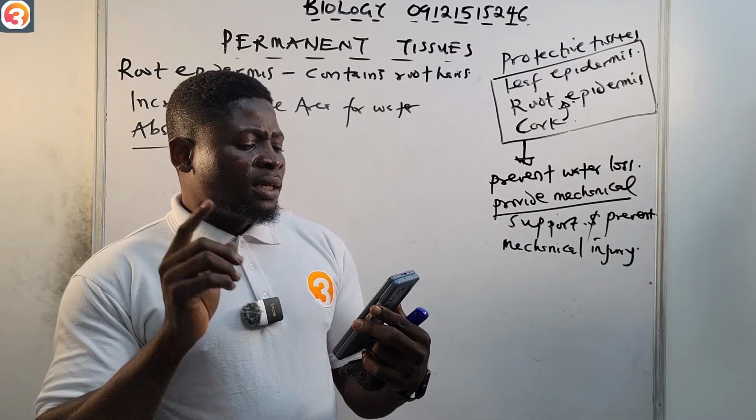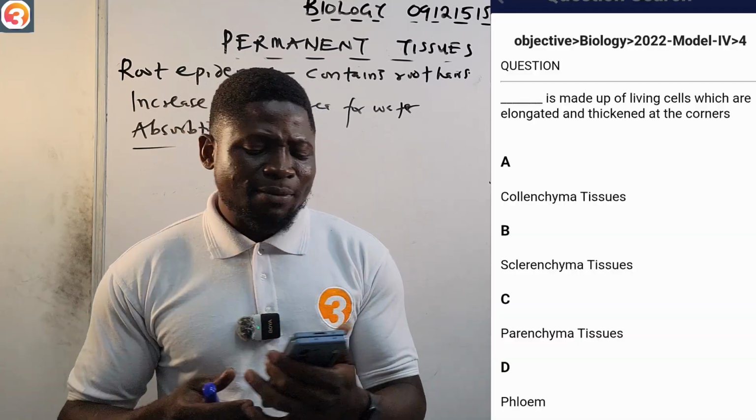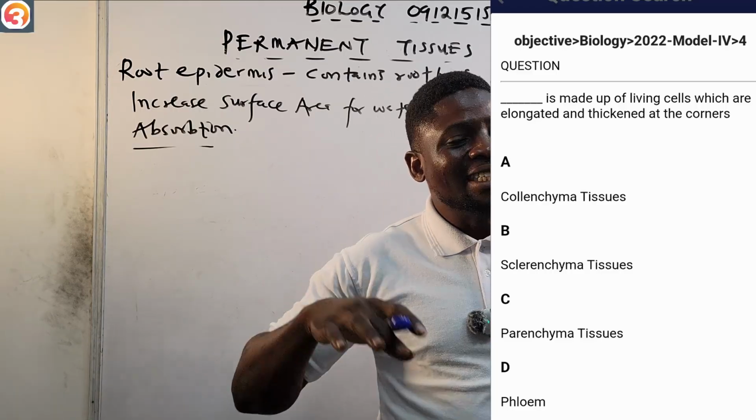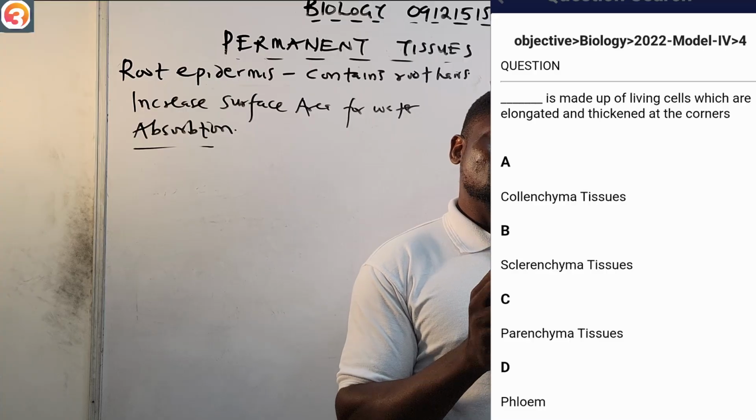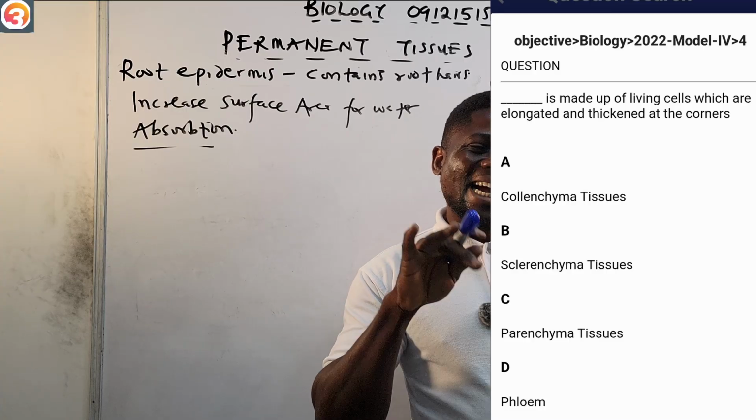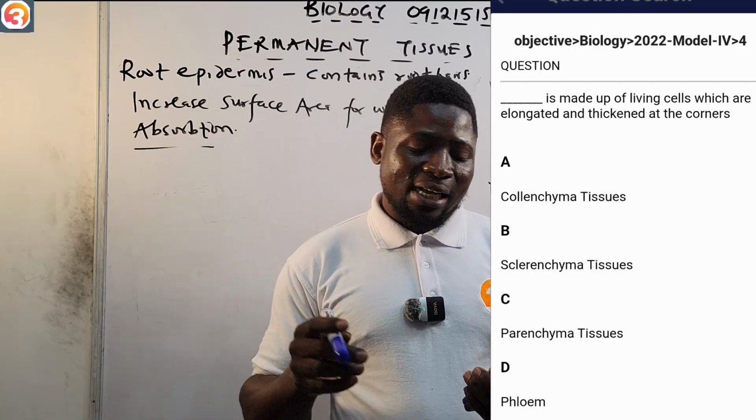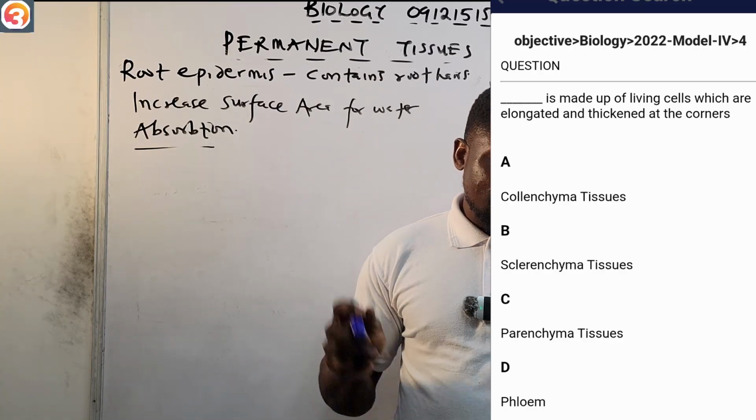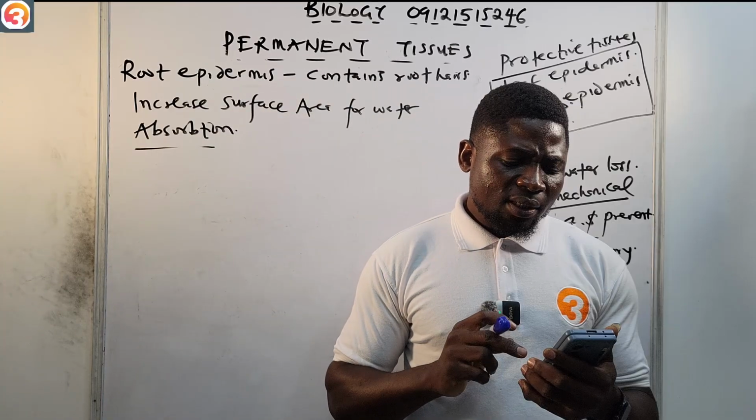All right, this is a 2022 question, number 4. They say dash is made up of living cells which are elongated and thickened at the corners. Like I told you when we were talking about the simple permanent tissues, one of them is thick at the corners. Which of them was that? A says Collenchyma tissues, B says Sclerenchyma tissues, C says parenchyma tissues, D says phloem. Put the correct answer in the comment section.